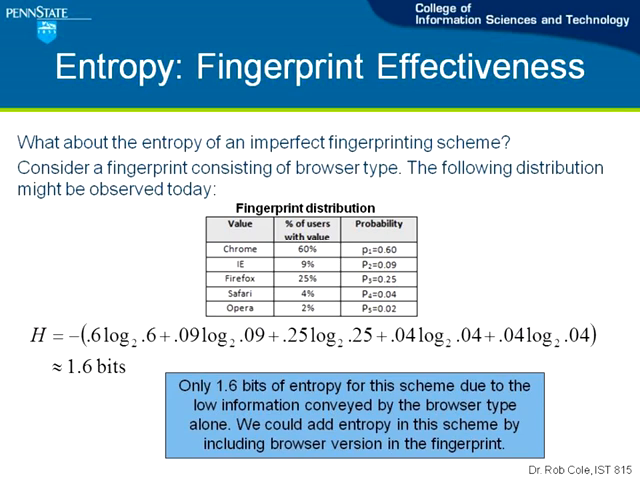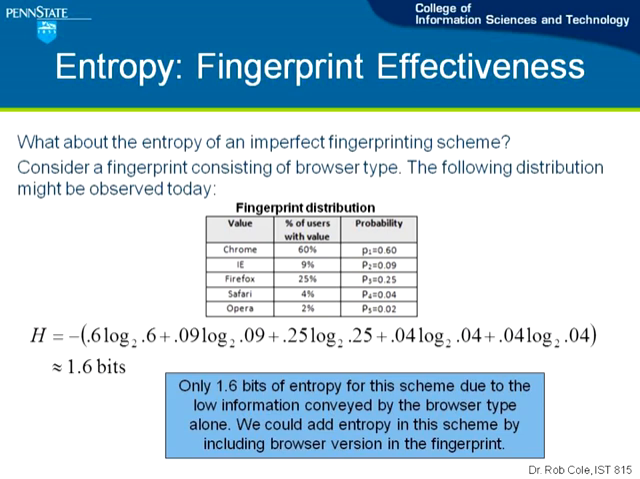Consider a fingerprint consisting of just browser type. Our 100 users are not using 100 different browsers, so we won't collect 100 different fingerprint values like we assumed in the previous case. We might only observe 5. Let's say those are Chrome, Internet Explorer, Firefox, Safari, and Opera, with the probabilities shown here. The entropy associated with this distribution is lower, only about 1.6 bits.